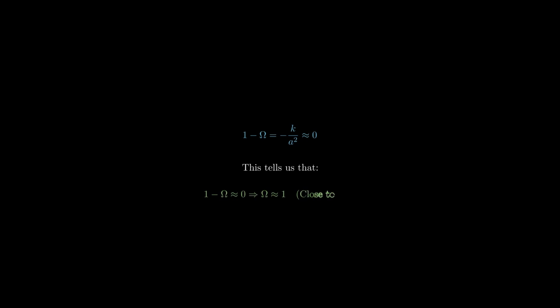Therefore, when we substitute into the equation for 1 minus omega, we get 1 minus omega equals negative k over a squared, which we approximate to 0. This tells us that 1 minus omega is approximately 0, which leads us to conclude that omega is very close to 1. This result is significant because it suggests that the universe is nearly flat, with omega being almost equal to 1.